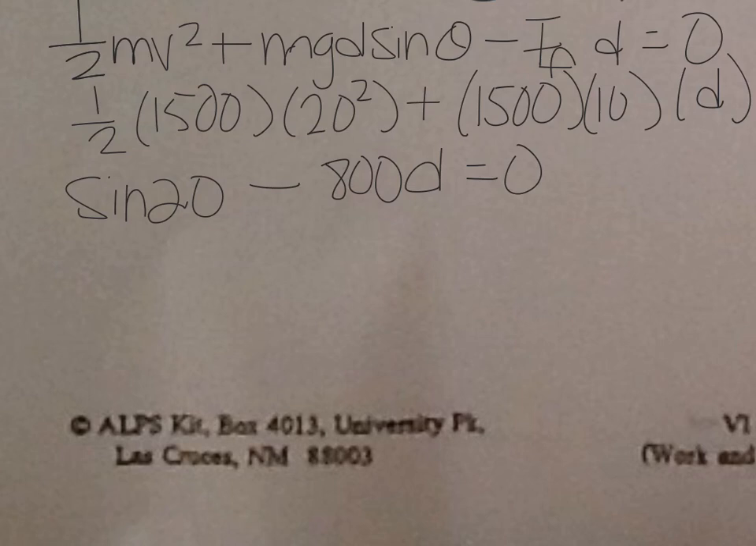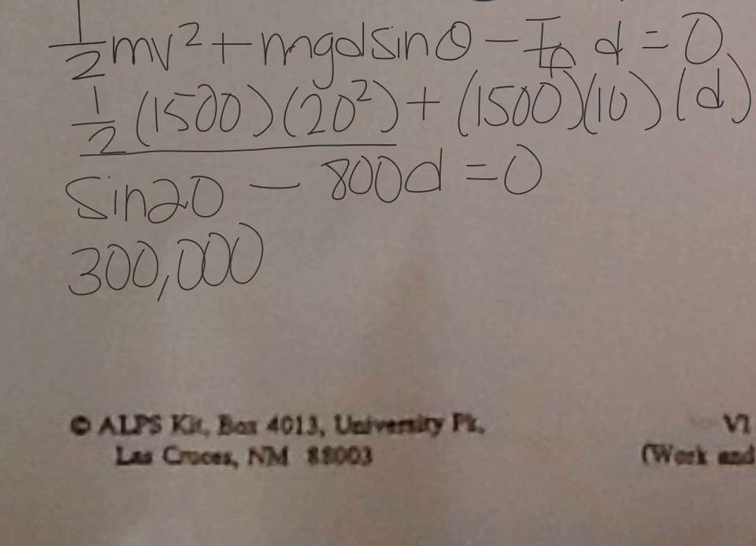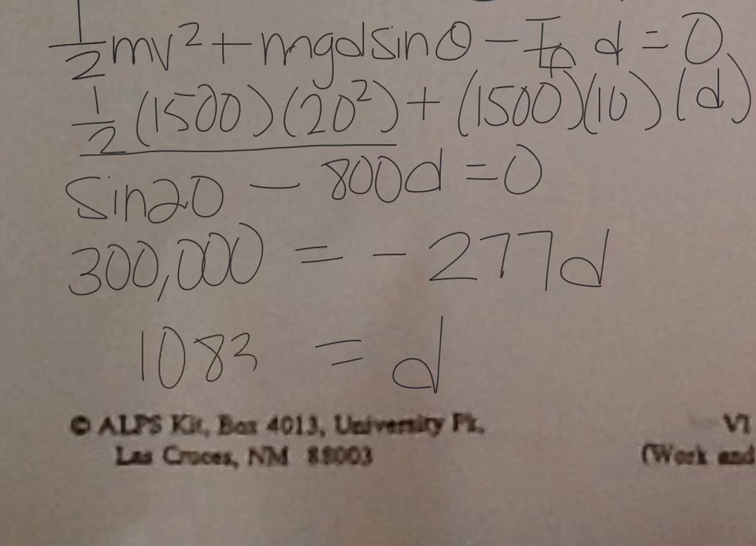Now, to move this to one side, we have 300,000 equals negative 277D. And when we divide 300,000 by 277, we get D equals 1,083 meters. And that is the answer to the unknown distance the car travels before stopping.